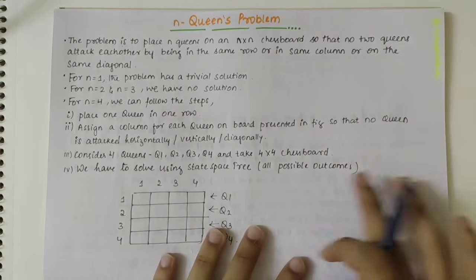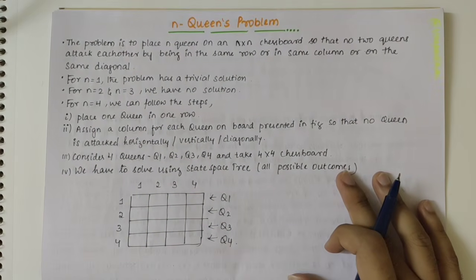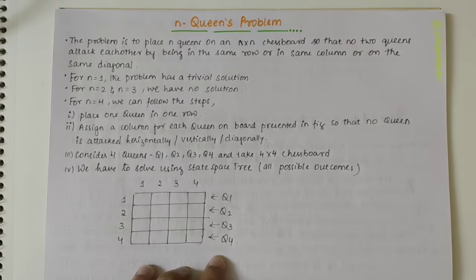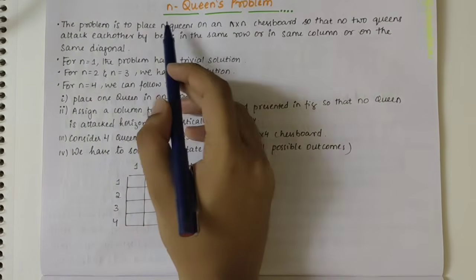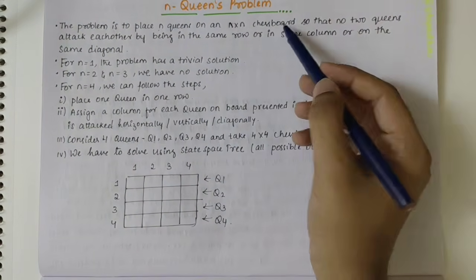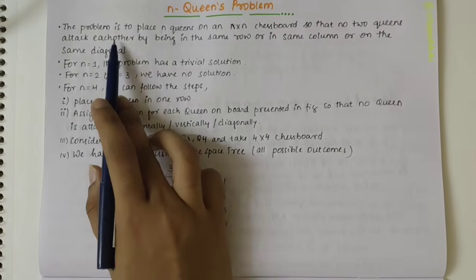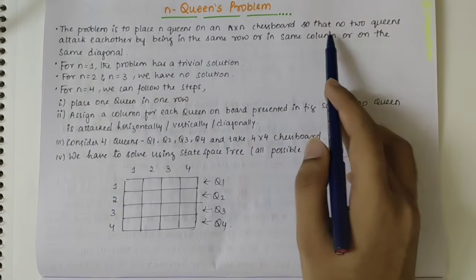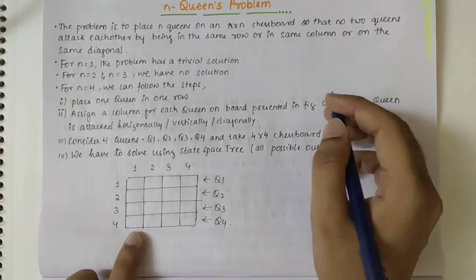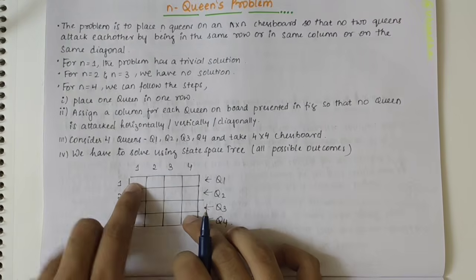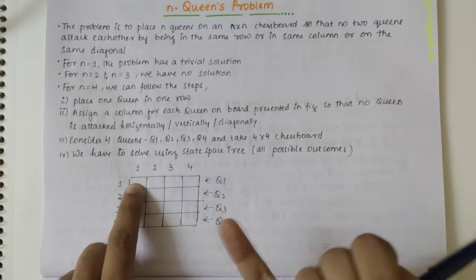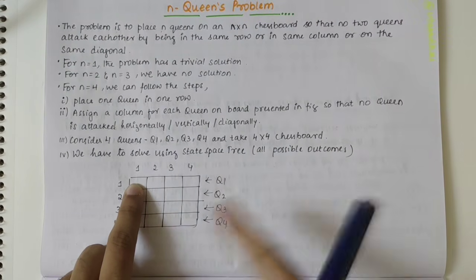So let's quickly look into the n-queens problem now. N-queens is a pretty simple problem, I would say, with a straightforward answer. The problem is to place n queens on an n cross n chessboard so that no two queens attack each other by being in the same row, same column, or same diagonal. So in a given chessboard, you should place the queens such that the row, column and diagonal conditions are not satisfied.